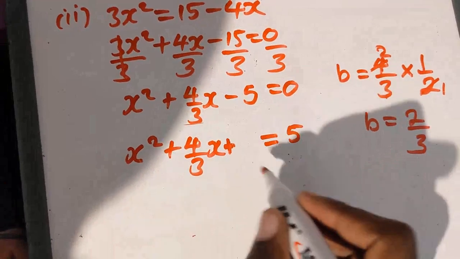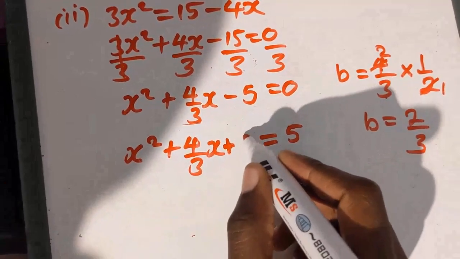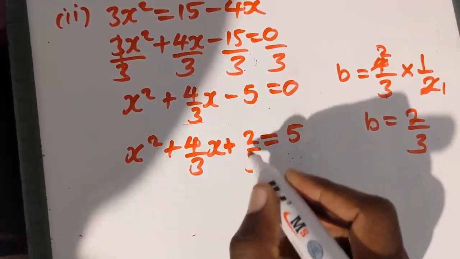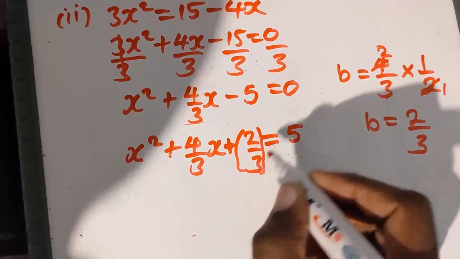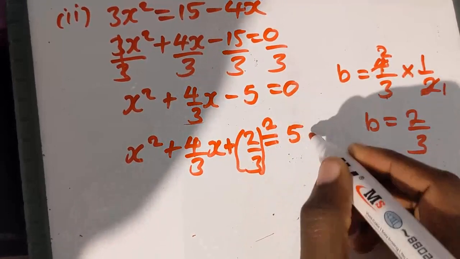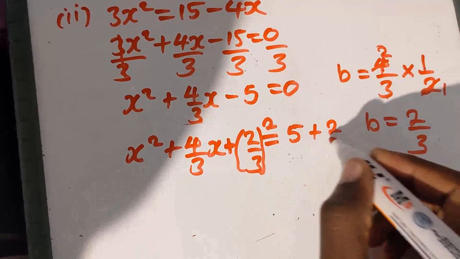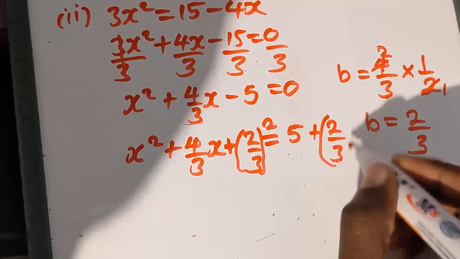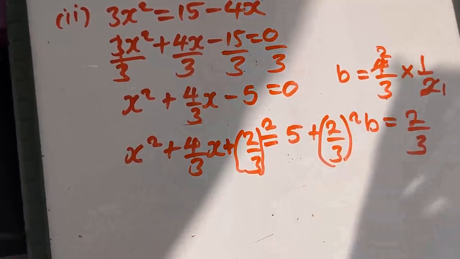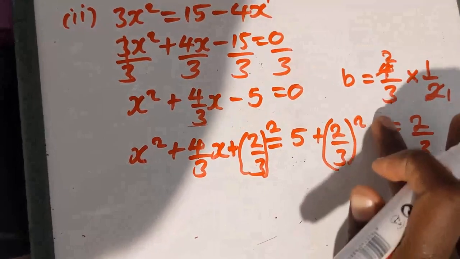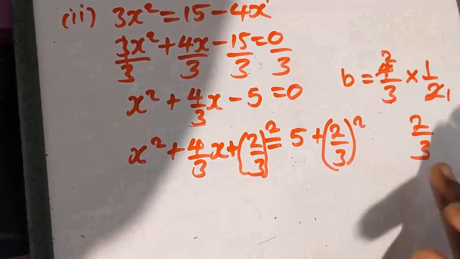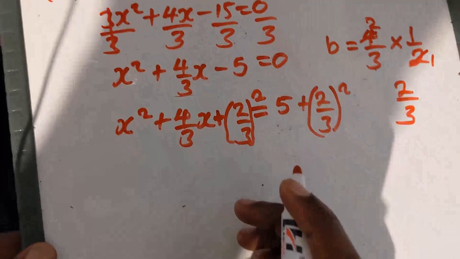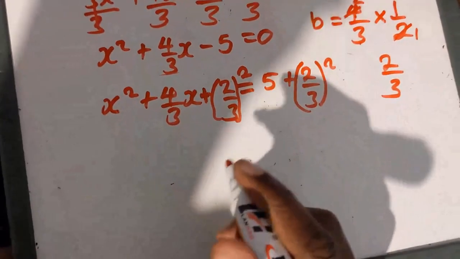So we are going to add it here. Okay, 2 over what? Over 3, but remember to what? To square it. So plus 2 over 3, squared. So that is what we said. Okay, so that is what we said here. I hope you are getting the point here.